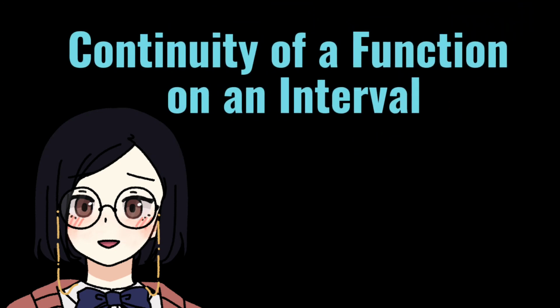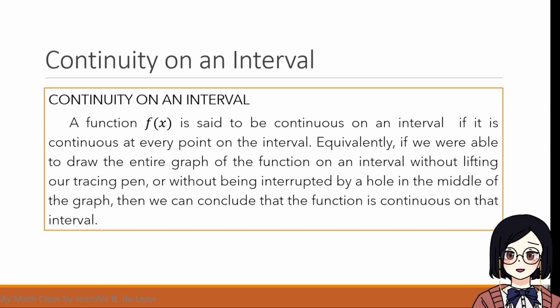Now let's proceed to continuity of a function on an interval. A function f of x is said to be continuous on an interval if it is continuous at every point on the interval. Equivalently, if we are able to draw the entire graph of the function on an interval without lifting our tracing pen or being interrupted by a hole in the middle of the graph, then we can conclude that the function is continuous on that interval.